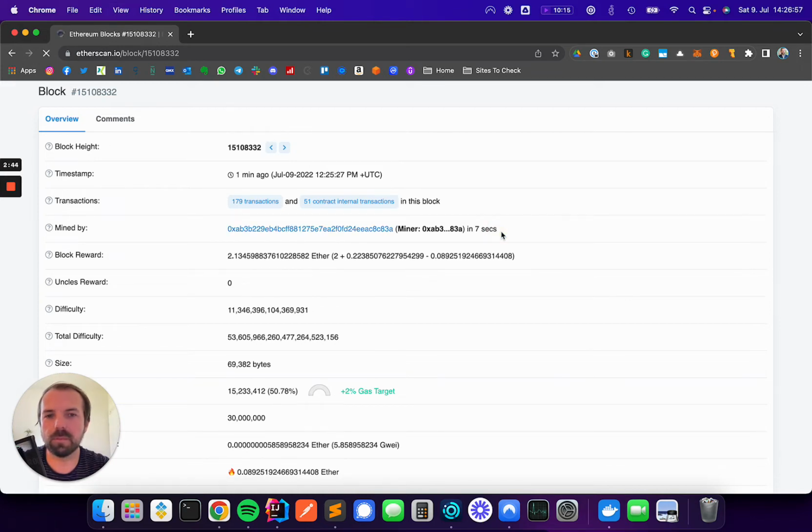I think this means 7 seconds from the previous block to this block. The block reward is 2.13459 ether, which is calculated from 2, the static block reward. So for every new block there are 2 ether at the moment. And this is the transaction fee. All 179 transactions together pay a fee of 0.2238 ETH.